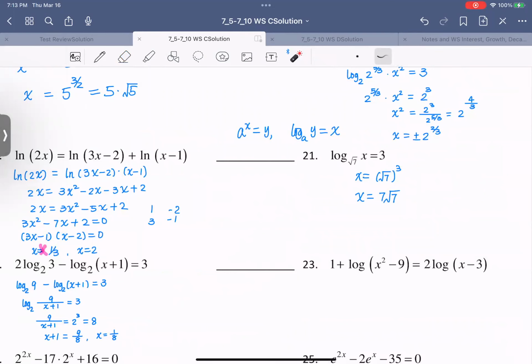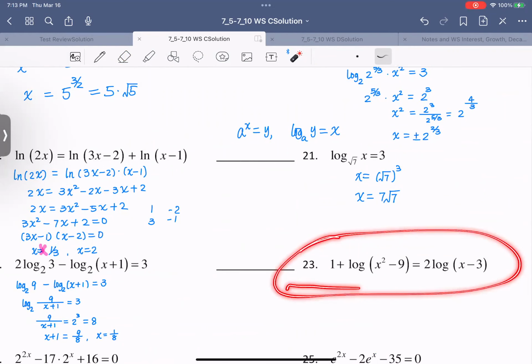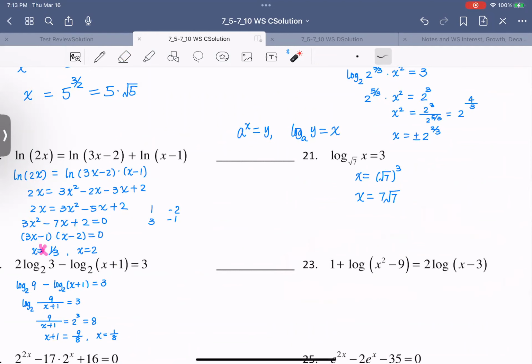Next, students, please work on number 23. When you finish, make sure you double check your work is correct. Joanna, you want to check 1/3. 1/3 is making this negative. So you cannot choose 1/3, only one solution, okay?